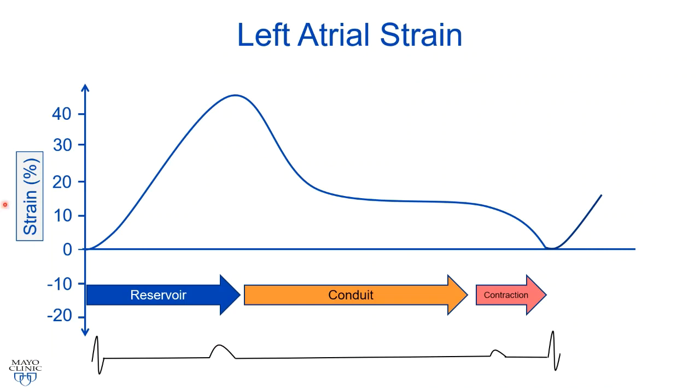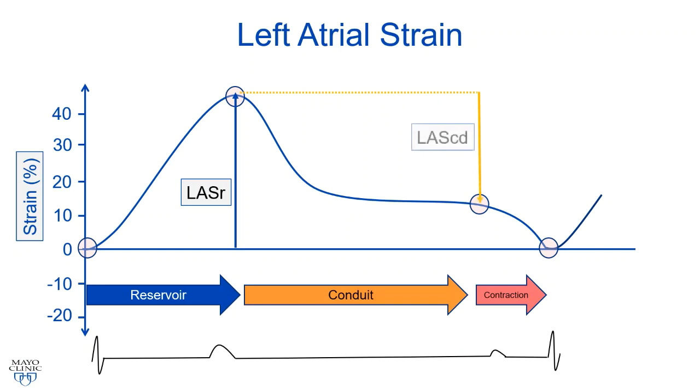Here we just show this graphically with the zero velocity baseline defined here at end diastole, where we can see the reservoir strain is from the zero velocity baseline to the peak here. This is a positive value because the atrium is getting larger during ventricular systole. We see conduit strain, and finally the contraction strain.